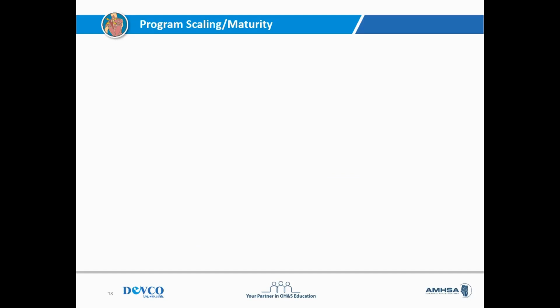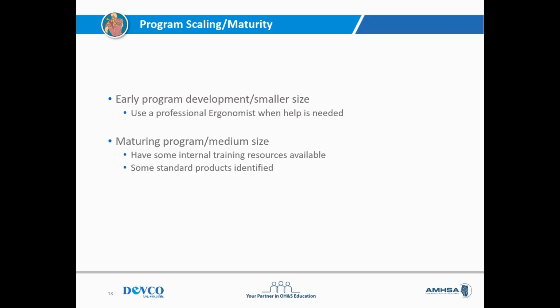So last thing I want to go through here, and then we'll open things up for questions, is looking at this idea of scaling or how mature your program is. So if our program development is early in its stage, or if we're in a smaller organization, it might be as simple as when we have an issue, we call a professional ergonomist and they deal with it. And that's fine. That's certainly one way of dealing with it. It tends to be more reactive. It's not as proactive. And again, depending on the size of your organization, that's not necessarily surprising.